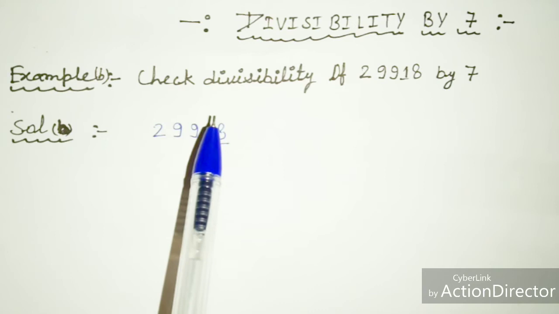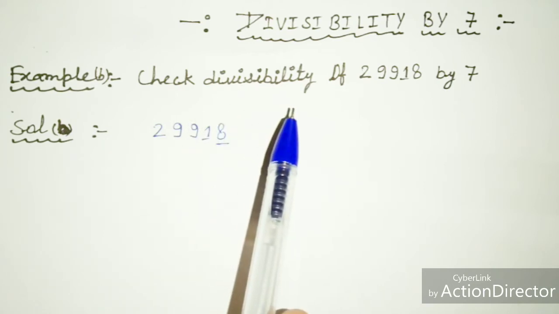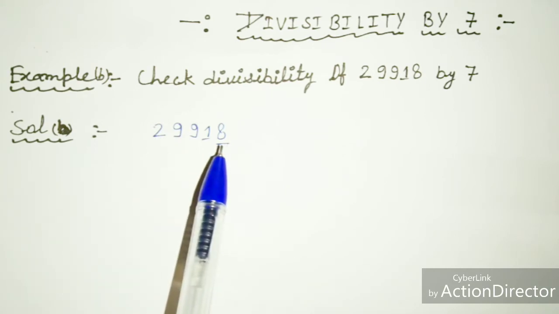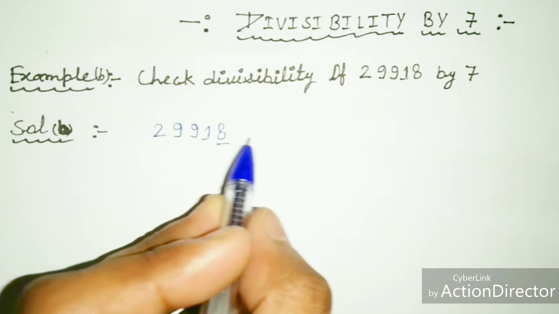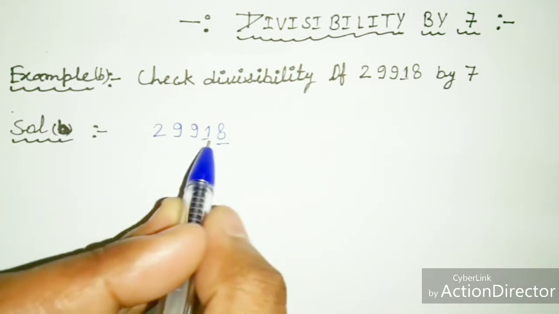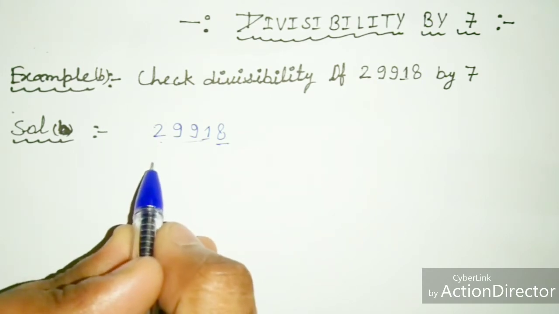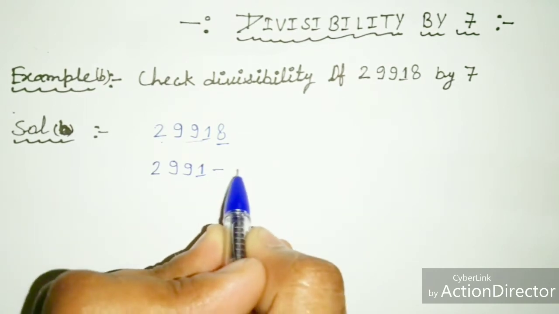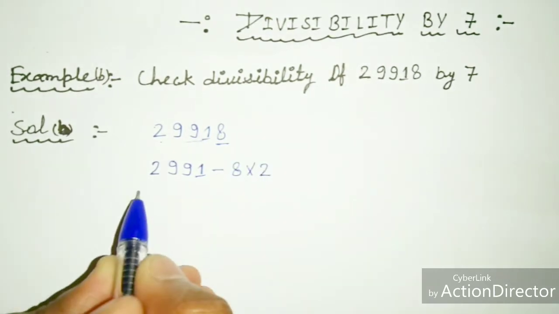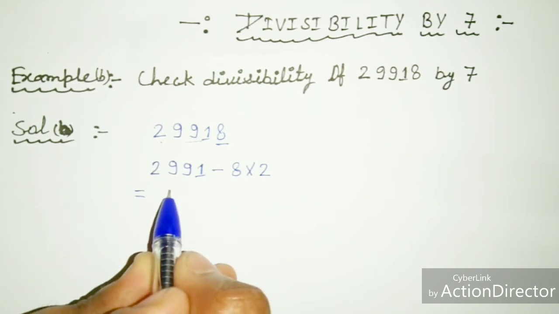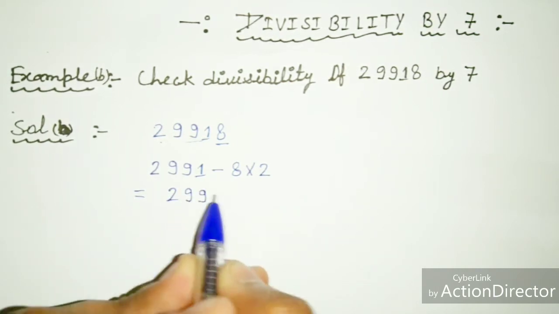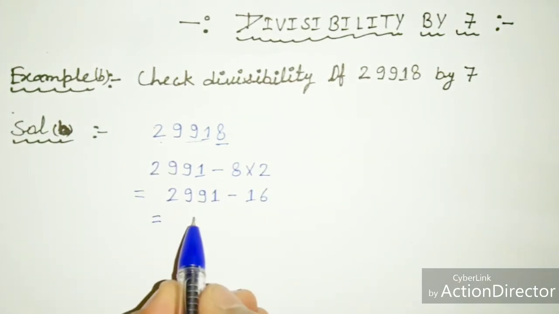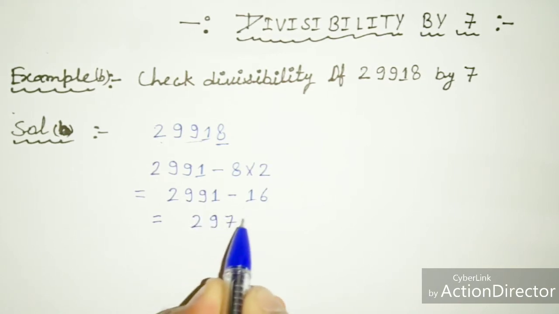Remove the last digit, multiply it by 2, and subtract it from the left of the number. The last digit here is 8, and when we double it, it gives 16, and subtract it from the left of the number. So 2991 minus 8 into 2, that is 2991 minus 16, and it gives the difference 2975.